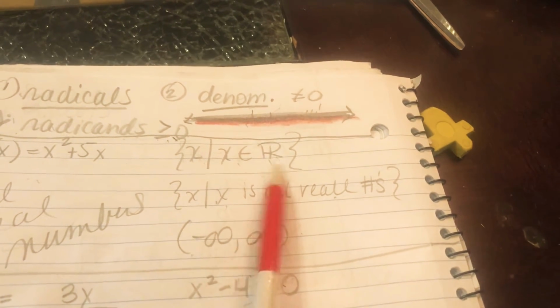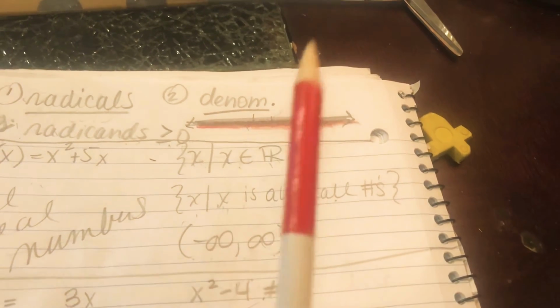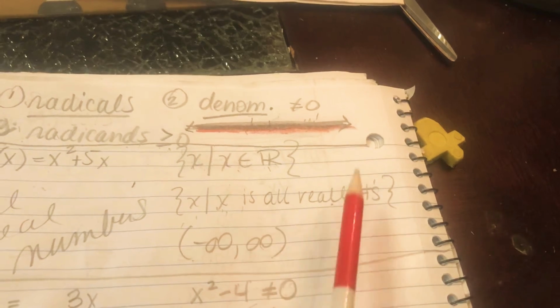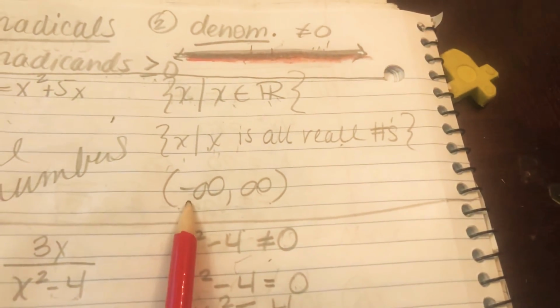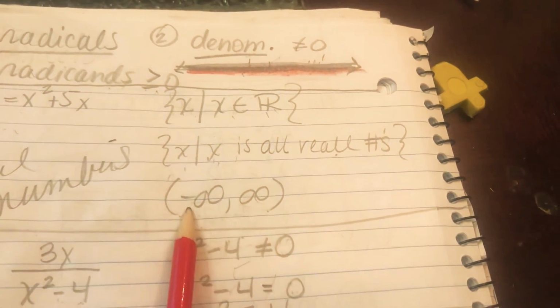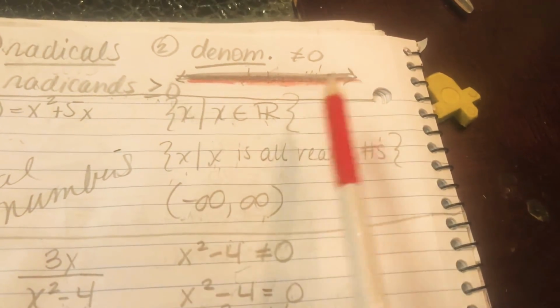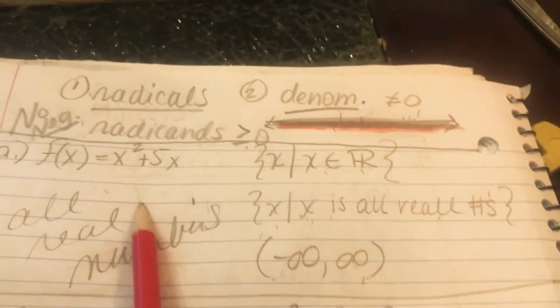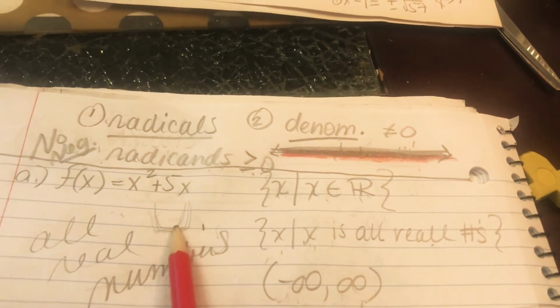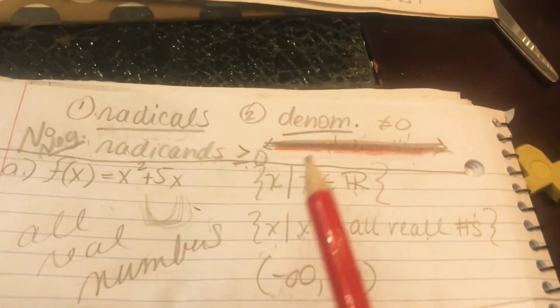If you didn't know how to write that, you could just write x such that x is all real numbers, right? And then interval notation goes all the way from negative infinity to positive infinity. So on the number line, it's the entire line. You would just shade the whole thing. No restrictions, all real numbers. This is just a parabola, right? And if you remember, for a parabola the domain is all real numbers, okay?